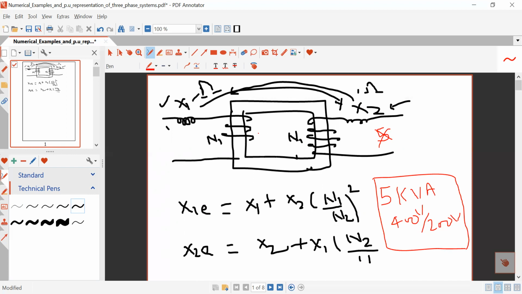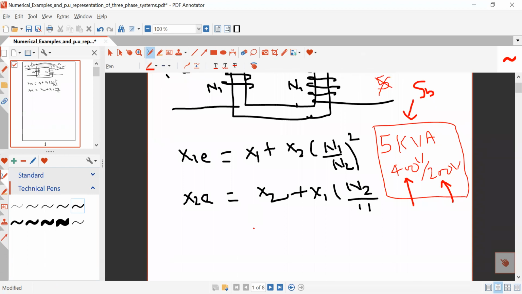So base value for this transformer, S base will be 5 kVA, and for the primary side voltage base will be 400 volt, and for the secondary side the base voltage will be 200 volt. So this rating is usually given so that you can consider base value.